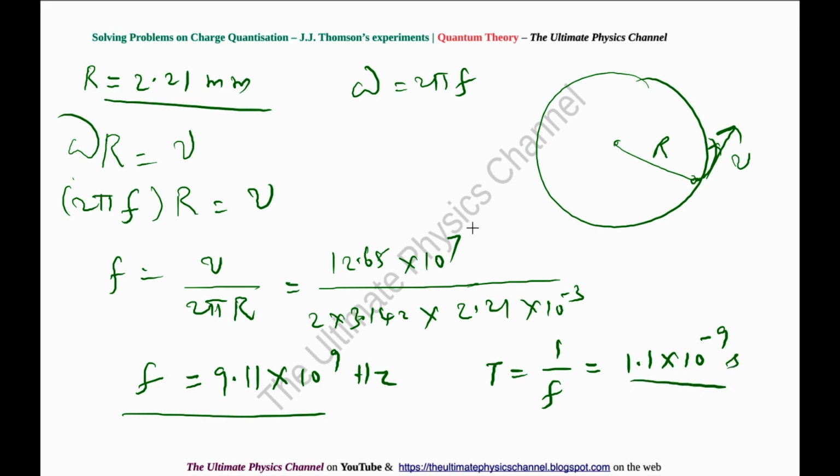So that is how fast this electron is going in a circular orbit, and that frequency is a billion hertz, and the time period for one orbit is a nanosecond, right? That is what we can infer from these results. Let's move on to the next problem.